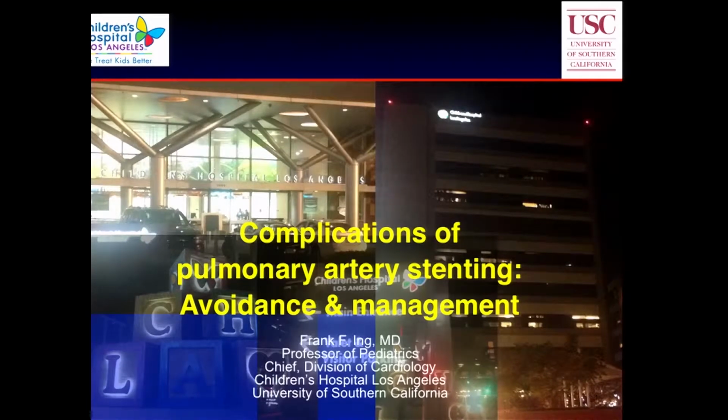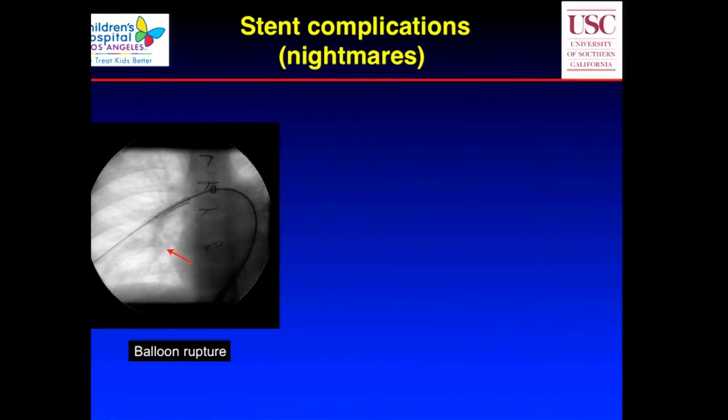I think of all the different types of interventional procedures in congenital heart disease, stenting is one of the more complicated ones in terms of techniques, because there are so many little things that can go wrong that can cause problems. So I'm going to spend a little time really talking about technical issues in pulmonary artery stenting. These are some of the things that always make nightmares.